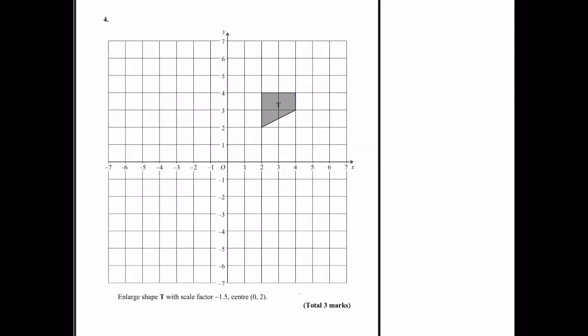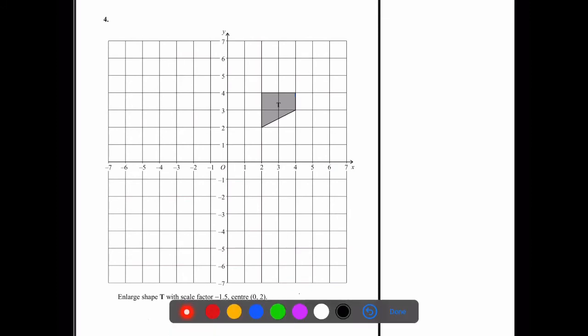Okay, let's go on to question 3 then. Sorry, question 4 rather. Enlarge shape T with a scale factor of minus 1.5 at centre 0, 2. So with this one, again, let's put in our values. So scale factor of minus 1.5, centre 0, 2.